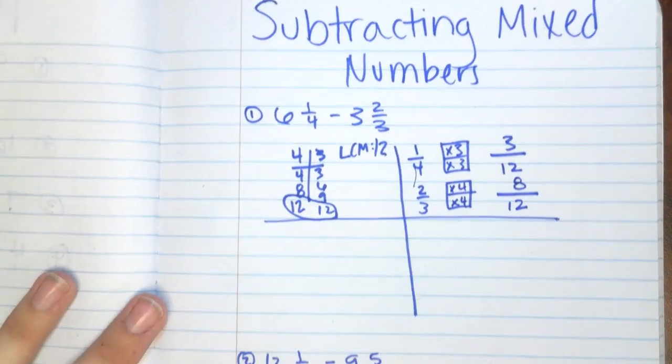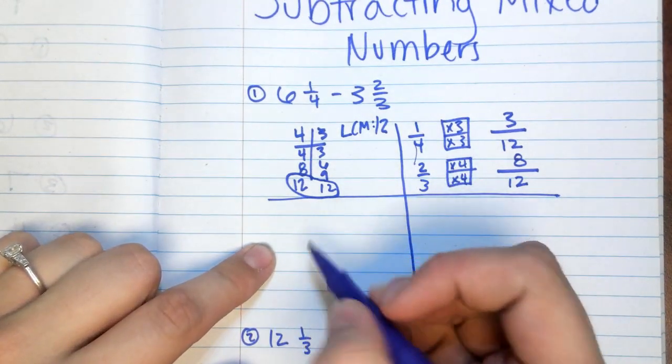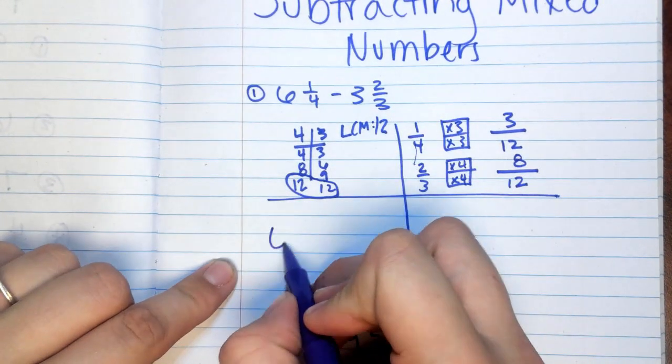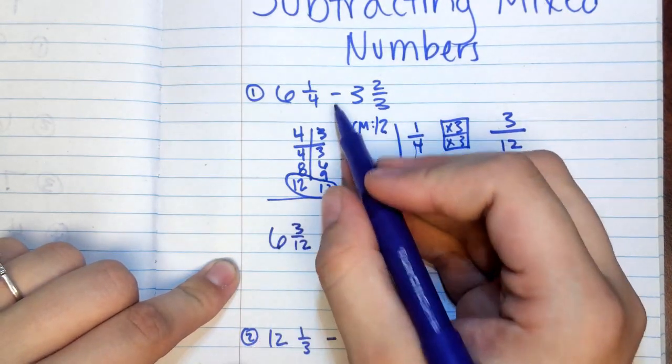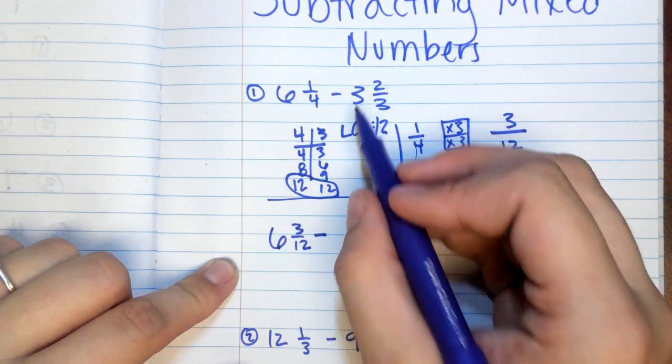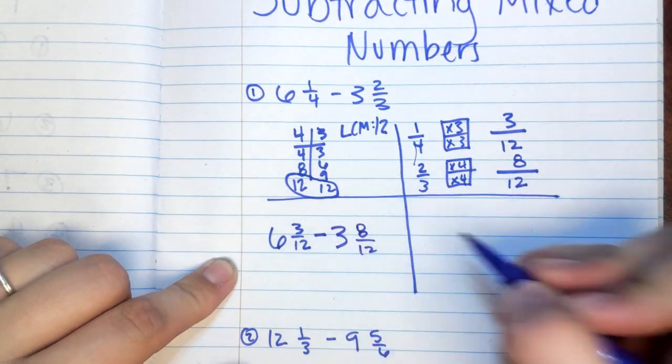So with subtracting mixed numbers, it's super important that we make sure we put them in the right order or we're going to get a different question. So I'm going to pull my whole number of 6 down and reattach my new fraction of 3/12. I am subtracting, bring my next number down, and reattach my other fraction.